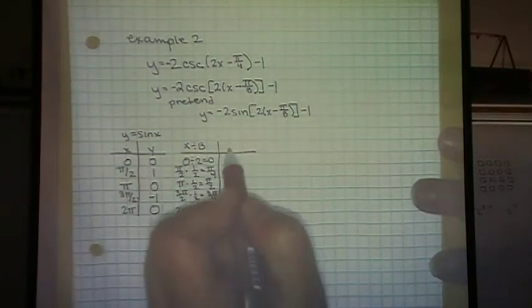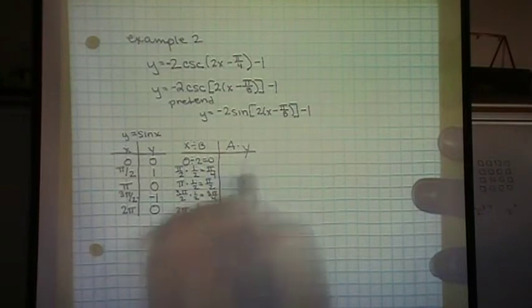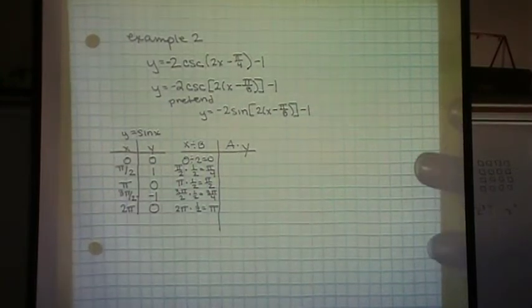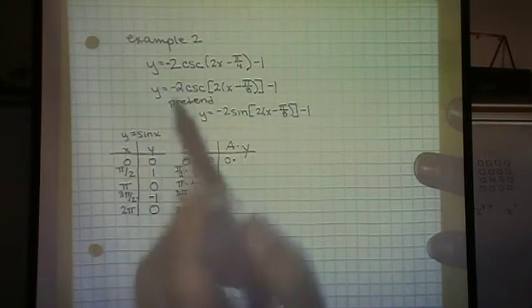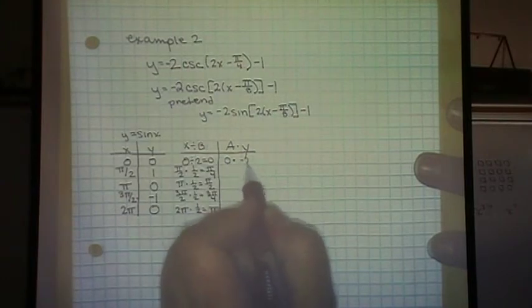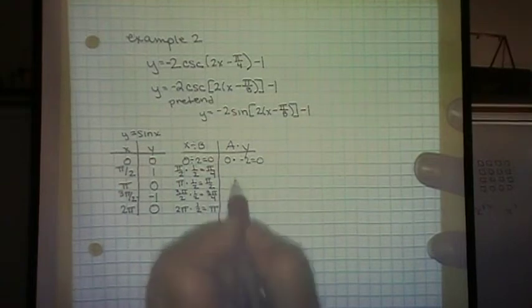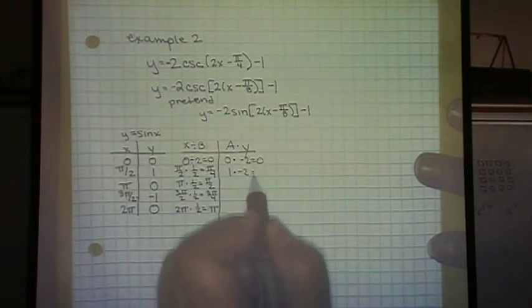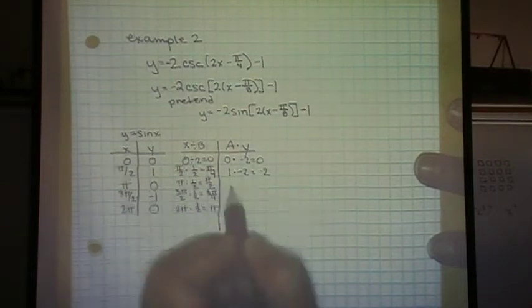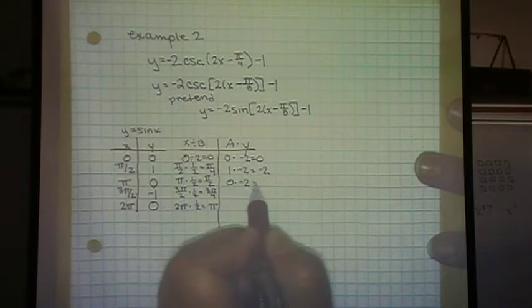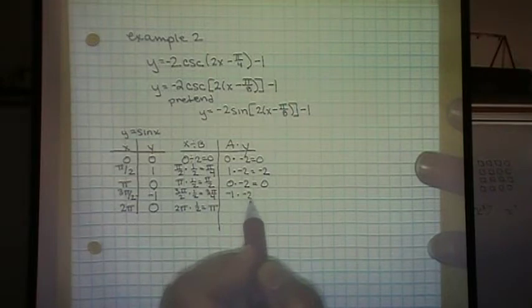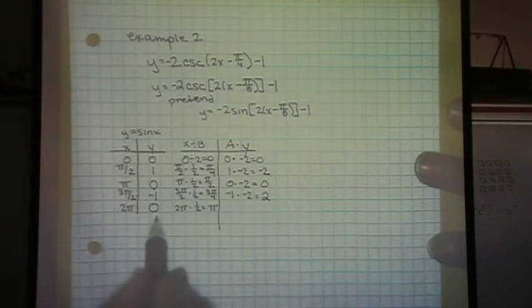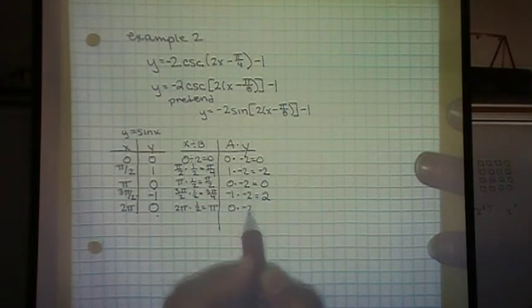Now for my y values, a times y. My y is 0 times negative 2 is 0. 1 times negative 2, negative 2. 0 times negative 2 is 0. Negative 1 times negative 2 is positive 2. And 0 times negative 2 is 0.